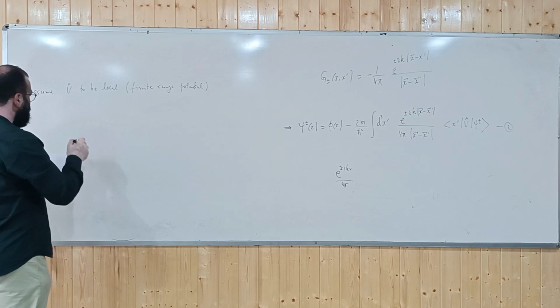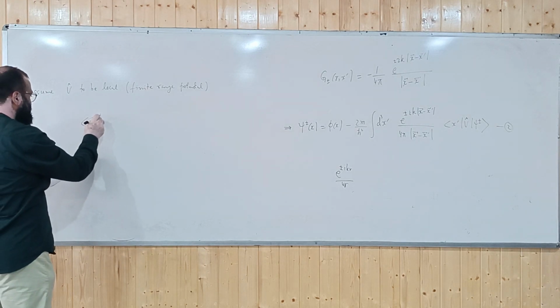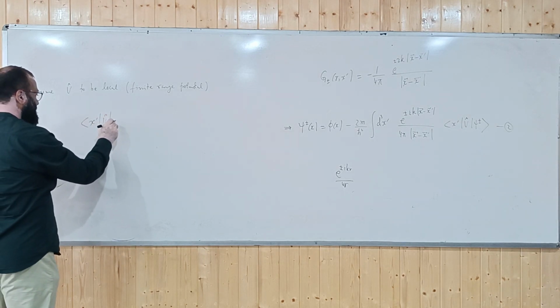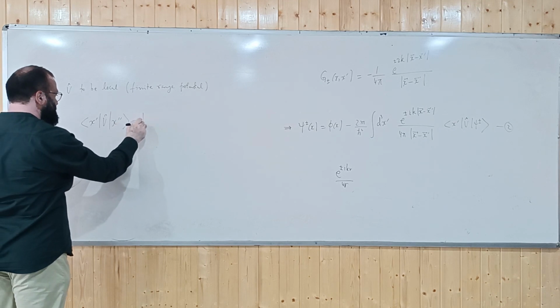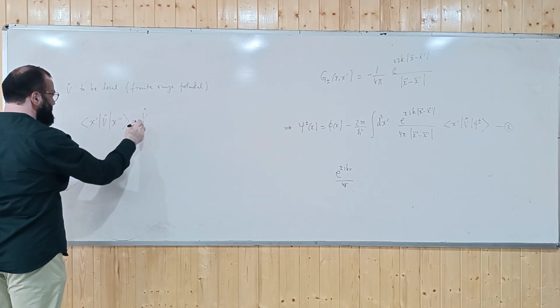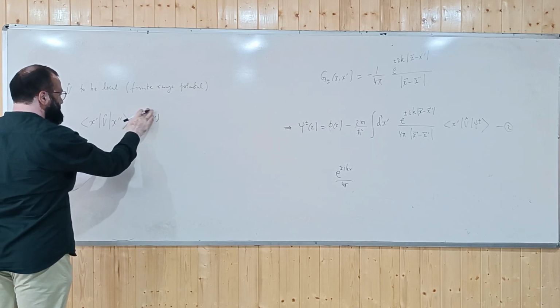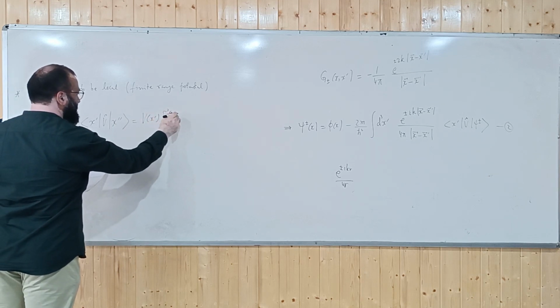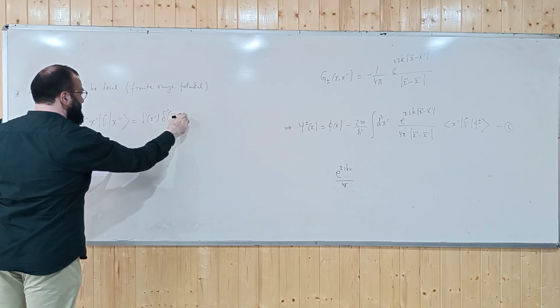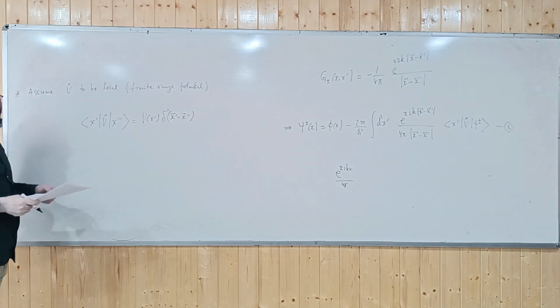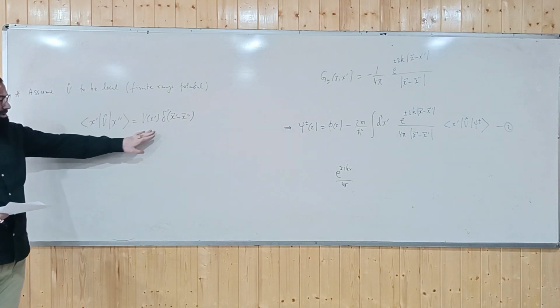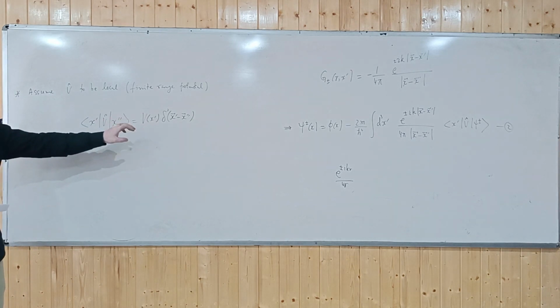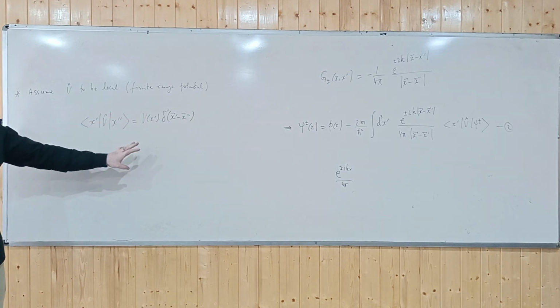So in coordinate space, I write it like this: <x'|V|x''>. It will be a number now, V(x') delta3(x' minus x''). These are the matrix elements, so this is completely local. That means this is localized to a given domain. Understood?